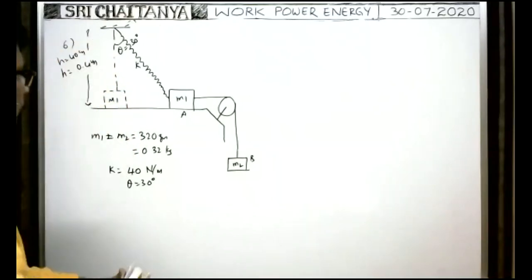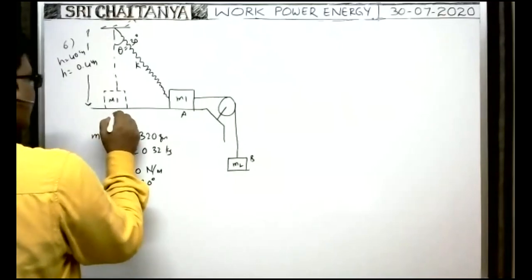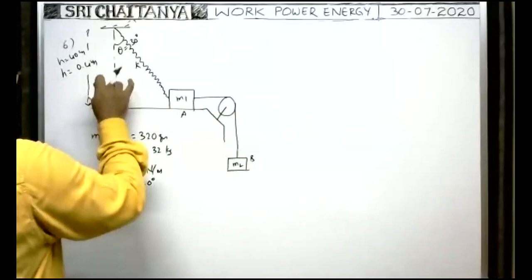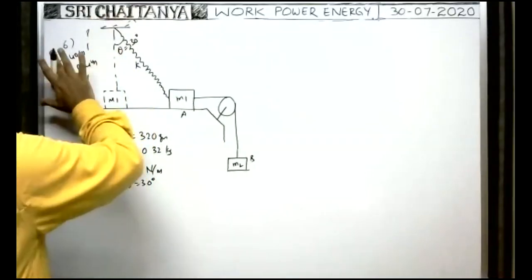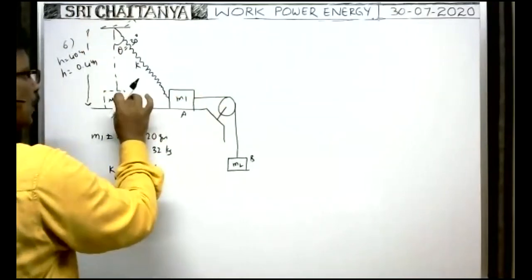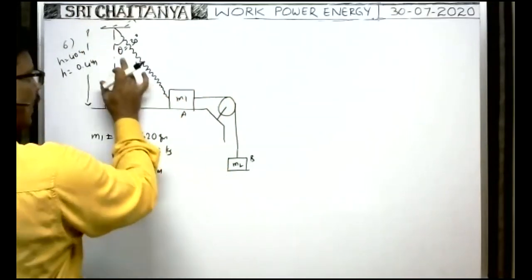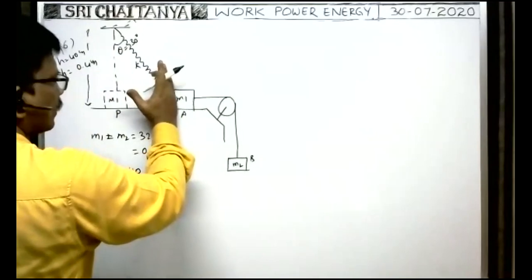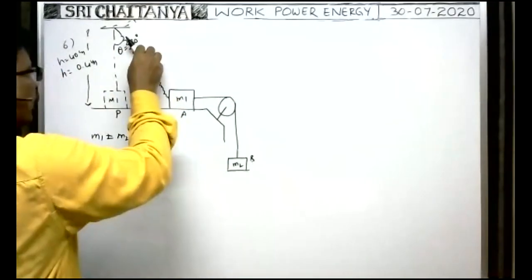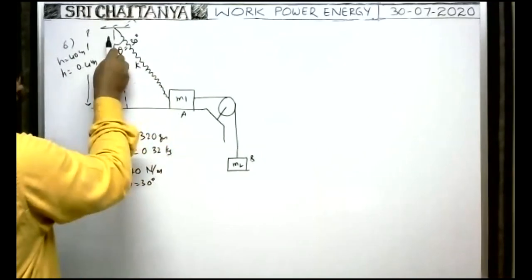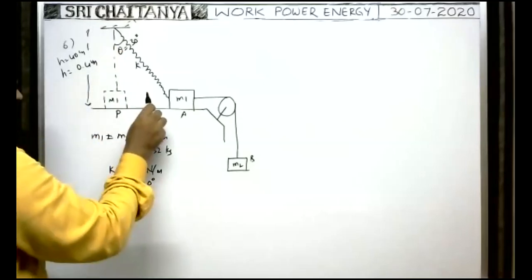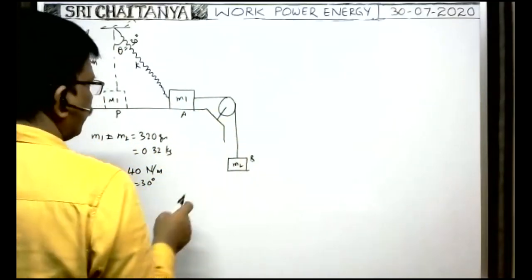Whenever the block M1 is at this initial position P, the spring is in unstretched condition, so no force is developed in the spring. But whenever the string pulls the block in this direction, the length of the spring gradually increases, and when the block comes to this position A, the spring position is like this. With the vertical, it makes an angle theta. At that time, the block is M2 here.